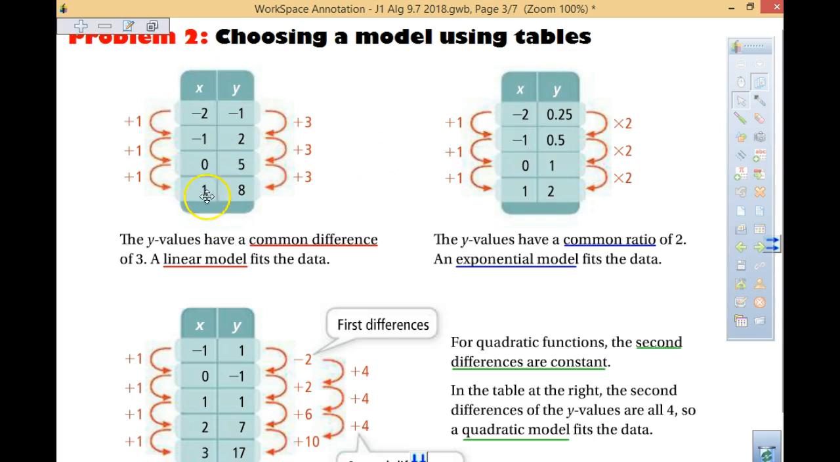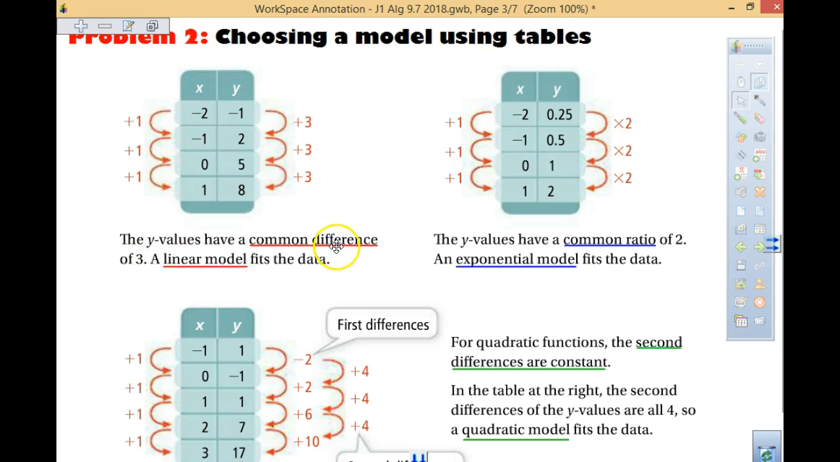So when you look at a table, I'm going to give you some tables today, and I'm going to say, okay, let's take a look. Looking at this table, do you think it is which one of those 4 types? Notice how my x is changing by 1, and the y has a constant change of 3.